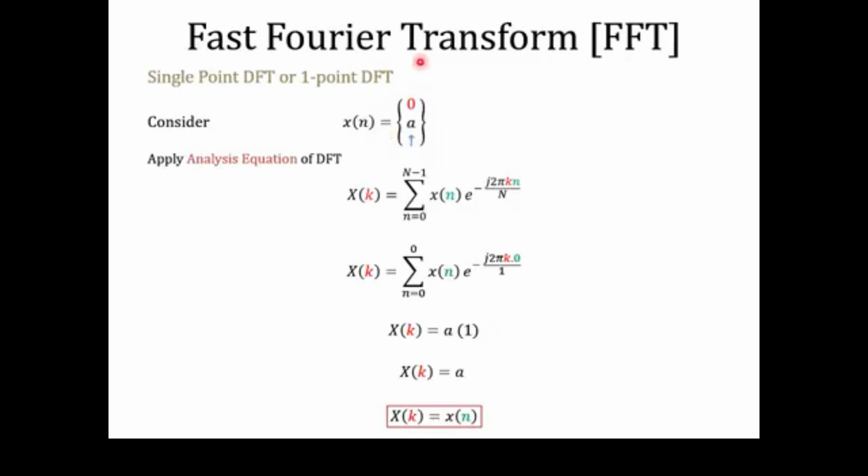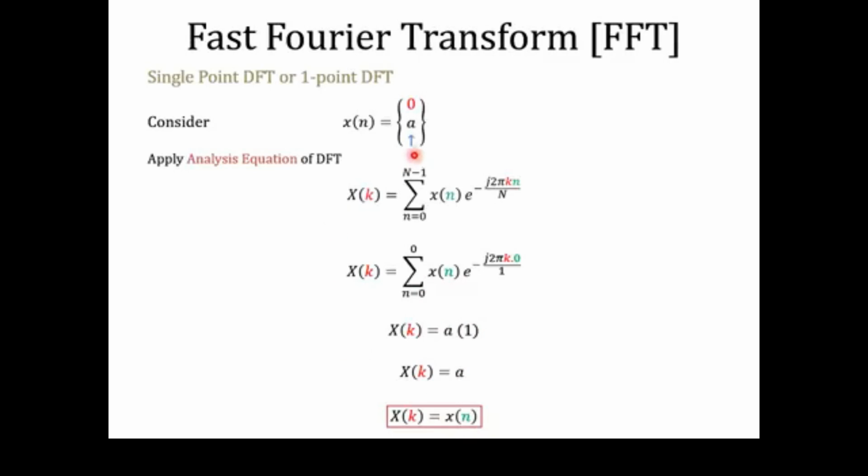and we want to find what will be the output of single point DFT when we apply the DFT analysis equation on this single point sequence. So this is the DFT analysis equation, and the value of small n will start from 0 and it will end at 0 because our sequence contains only one sample. And when we put n equal to 0 in the complex exponential function, it will become equal to 1. And what is x of n? x of n is just equal to A for n equal to 0. So when we multiply A with 1, we will get A as the output of single point DFT applied on the given sequence.